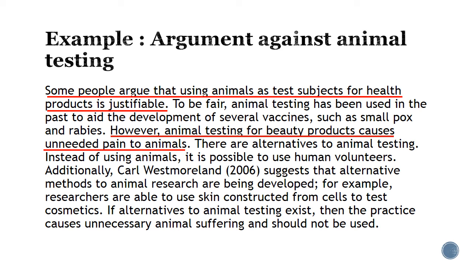However, animal testing for beauty products causes unneeded pain to animals. There are alternatives to animal testing. Instead of using animals, it is possible to use human volunteers. Additionally, Carl Westmoreland suggests that alternative methods to animal research are being developed. For example, researchers are able to use skin constructed from cells to test cosmetics. If alternatives to animal testing exist, then the practice causes unnecessary animal suffering and should not be used.